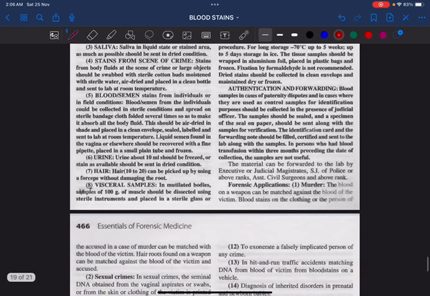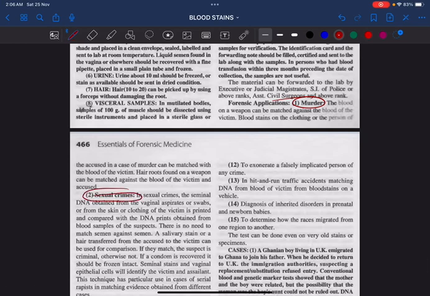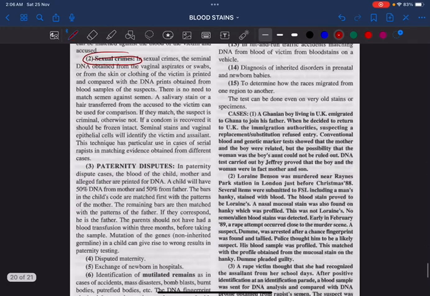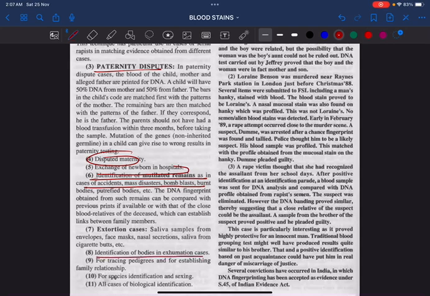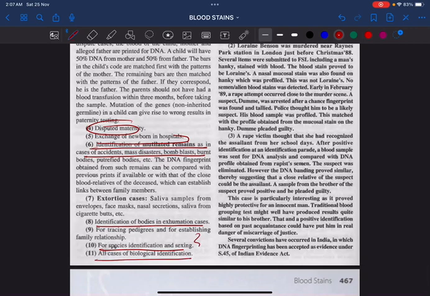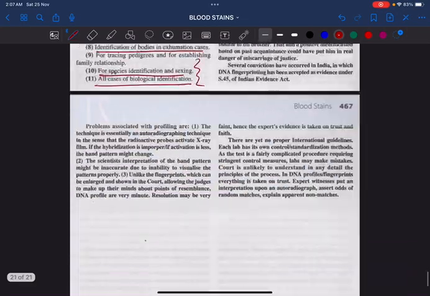What is the importance of doing all these things? In cases of murder, sexual crimes, victim and accused, paternity dispute, maternity dispute, exchange of newborns in the hospital, identification of mutilated remains in accidents, wars, disasters, bomb blasts, identification of bodies in exhumation cases, species identification, and all cases of biological identification. These are the different medico-legal applications, like the medico-legal applications of the blood group system that I told you about. Similarly, all these are the medico-legal applications of RFLP and polymerase chain reaction.